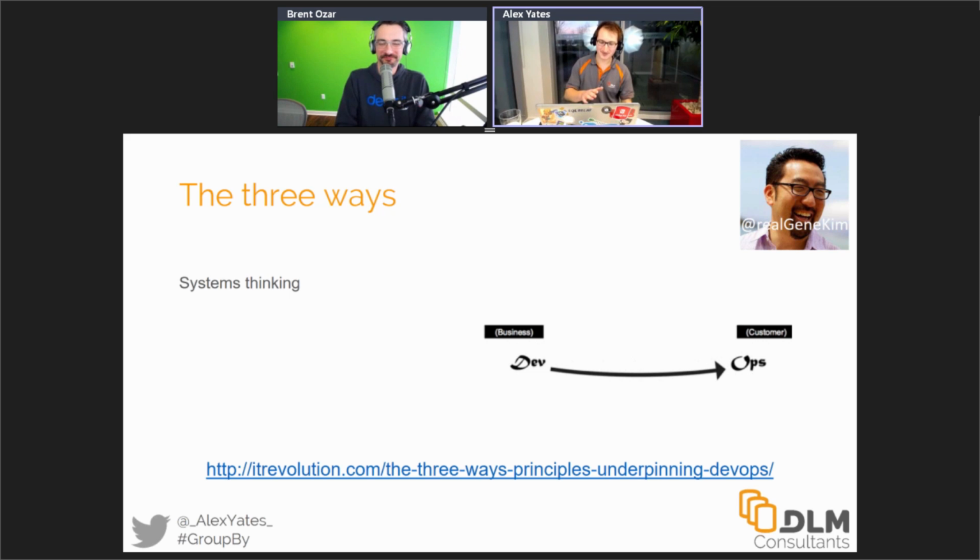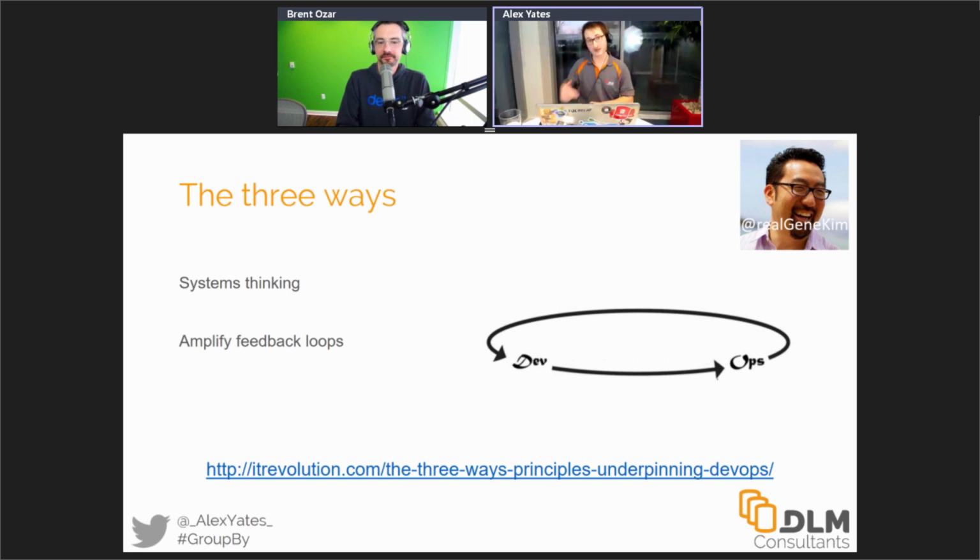Anyway, so the first step is to think about systems thinking. The next step is to think about feedback loops, and here we start thinking about cycle time. I don't know if you've heard the phrase cycle time before, but it's one of the most important measurements of how well you're doing with DevOps.